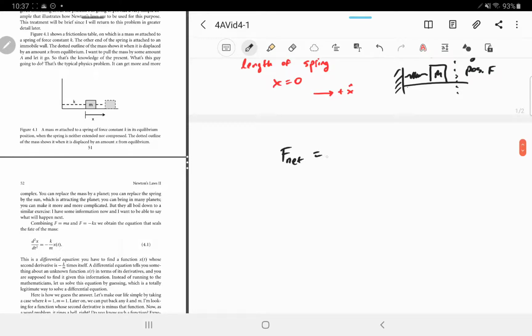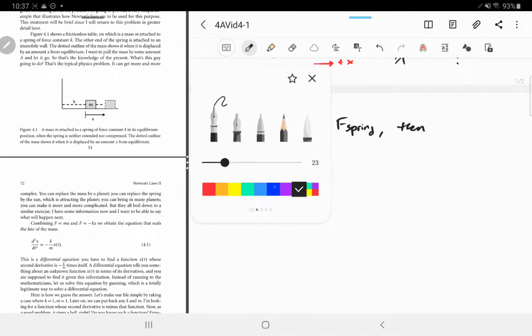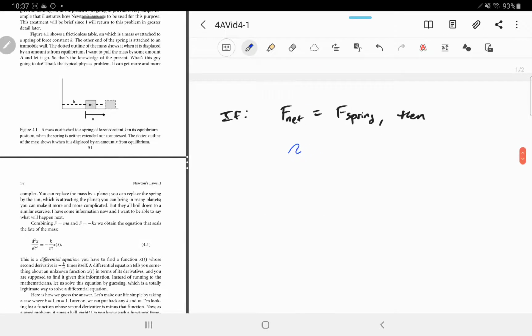But if we say that the net force is the spring force on the mass, then we can do a little bit more with this by combining it with Newton's second law. So if the net force is the spring force, then ma, remember the net force is ma, is minus kx. Anytime you have the net force, you can set it equal to ma by Newton's second law.